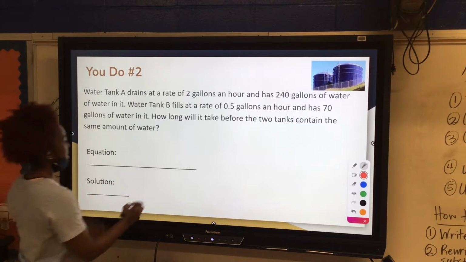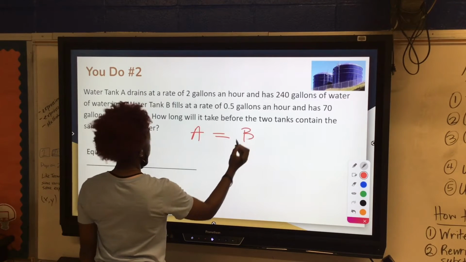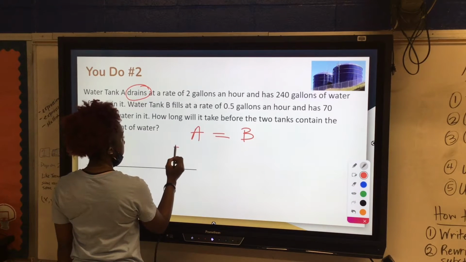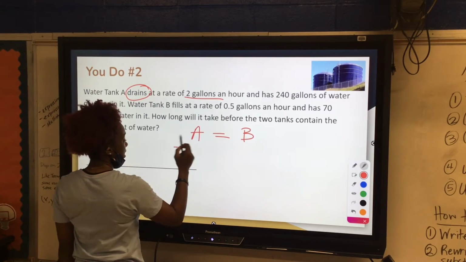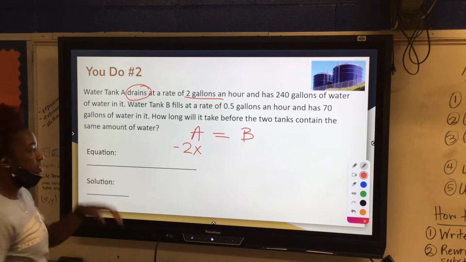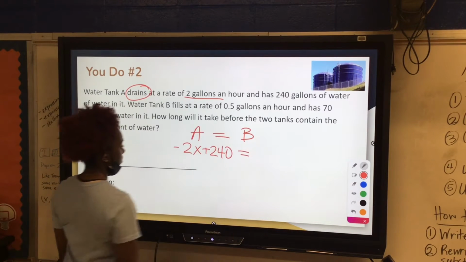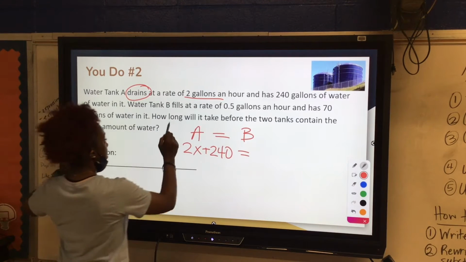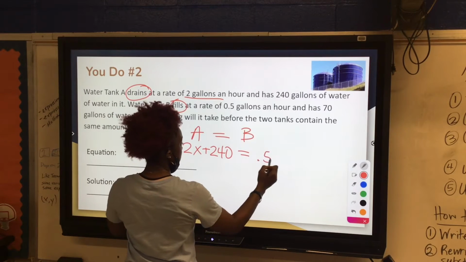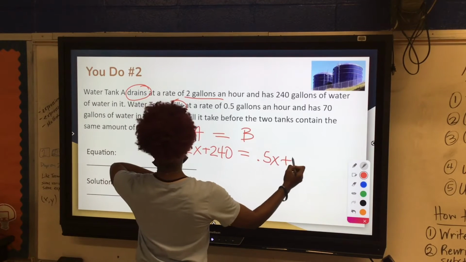Alright, so we have water tank A needs to equal water tank B. Water tank A drains, which gives us a negative 2 gallons an hour. So that tells us we have to multiply, so we will do negative 2x. And it has 240 gallons already in it. And then we have water tank B fills, which means it's going to be positive at a rate of 0.5 gallons an hour, so this can be 0.5x or g, however you feel, and has 70 gallons of water already in it.